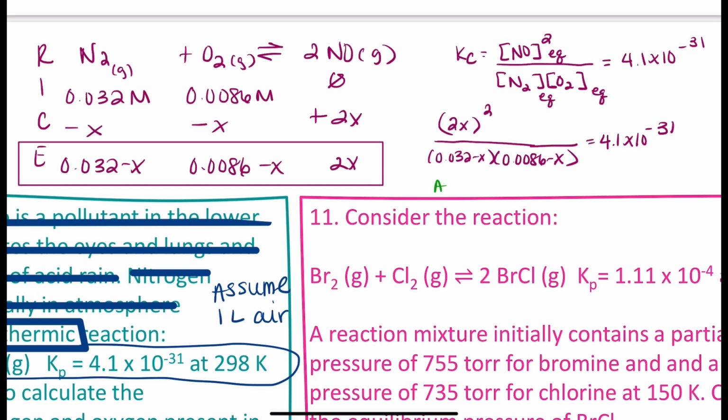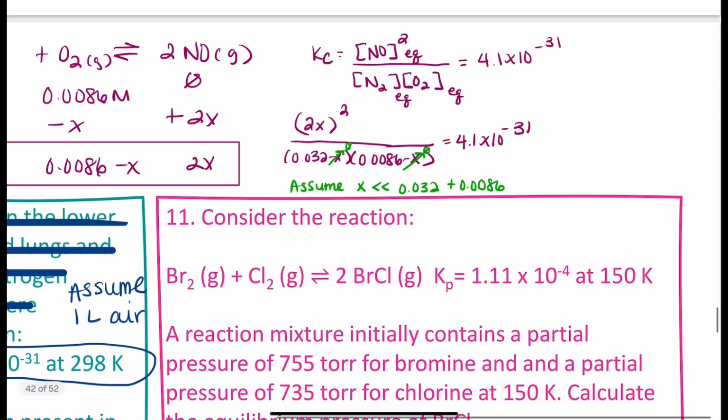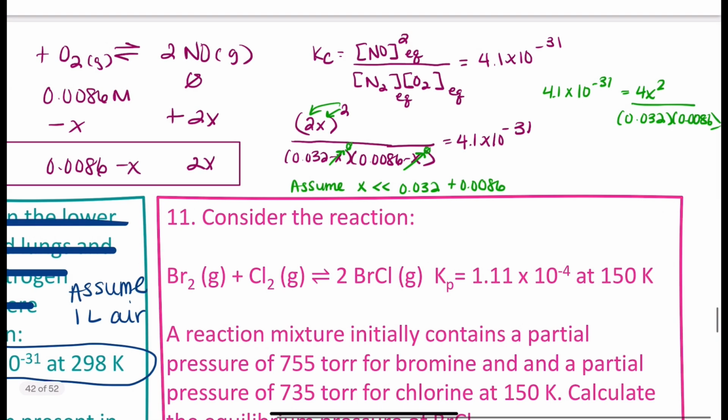I'm going to assume that x is really, really small compared to 0.032 and 0.0086. So I'm going to assume that this is negligible and this is negligible. What that does is simplify the math. It gives me 4.1 times 10 to the minus 31 equal to 4x squared, that's just squaring and squaring, divided by 0.032 times 0.0086. Hope you can read that on the end of the screen.